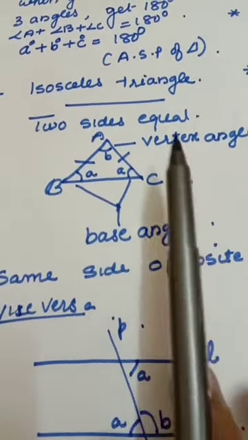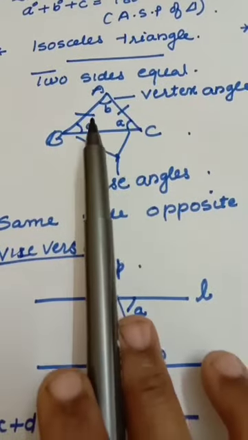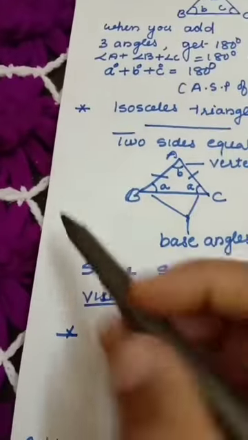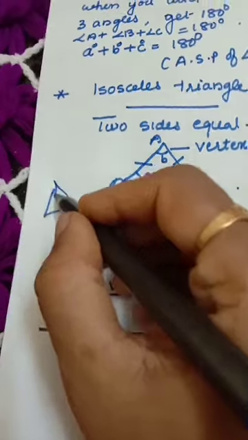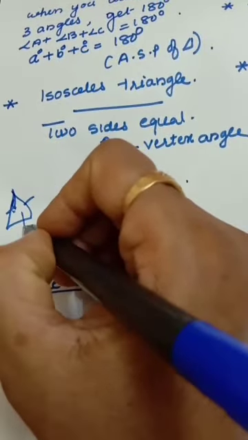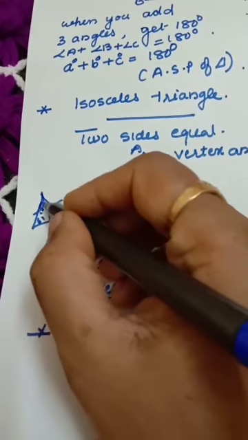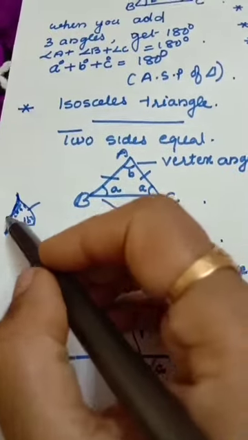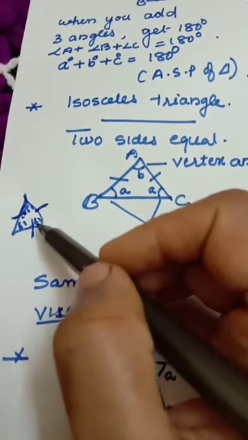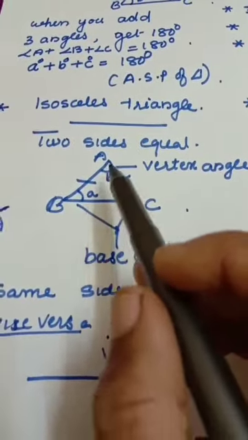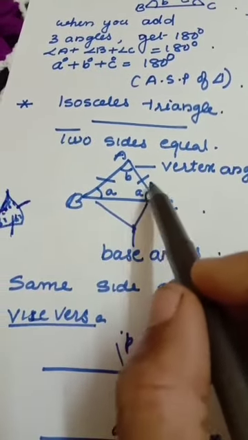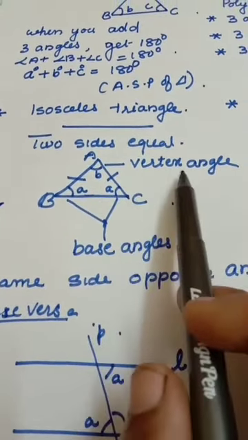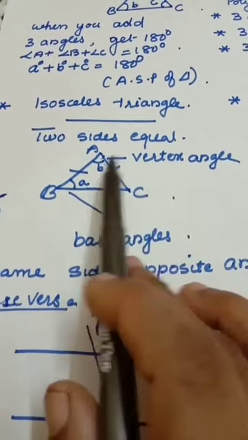This is called a vertex angle. Isosceles triangle always has two sides equal. Equilateral triangle means three sides are equal, and each angle will become 60, 60, 60. Then we will get 180 total. Equilateral triangle means three sides are equal and each angle is 60. Isosceles triangle means only two sides equal. So opposite angles are equal. Those opposite angles we call base angles. Base angles are always equal. The third angle is the vertex angle.